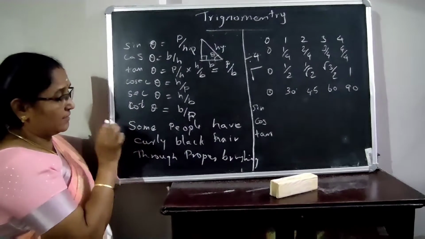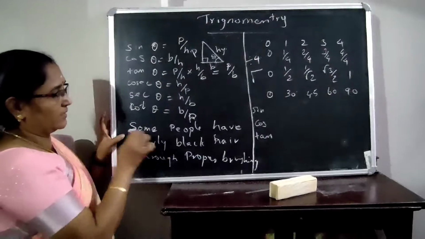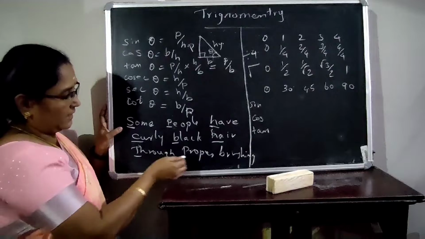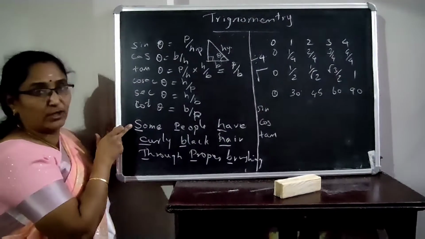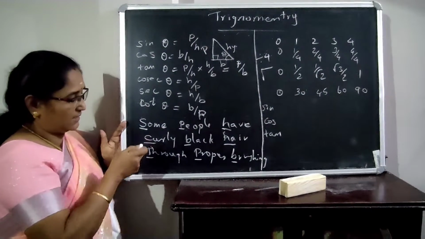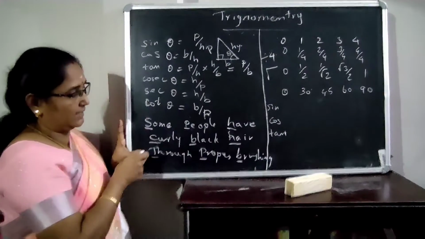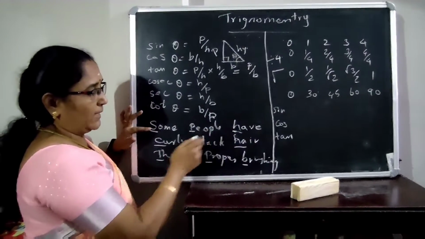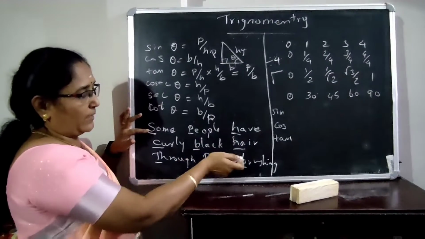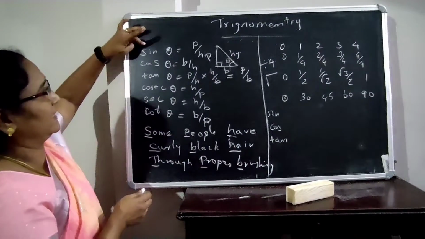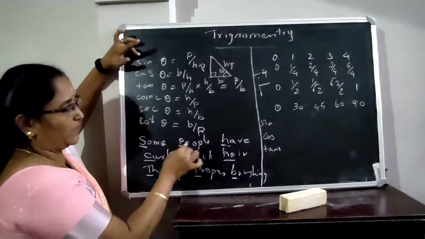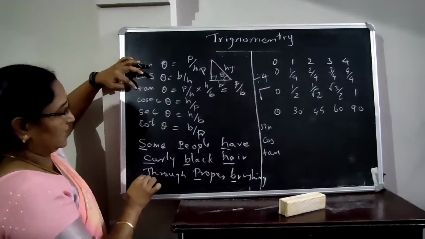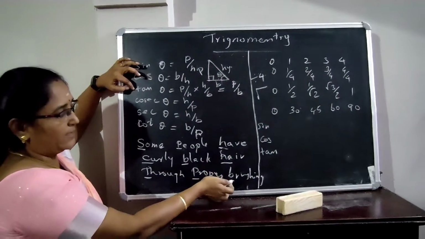First you underline the first letter of each word: S, P, H, C, B, H, T, P, B. This S denotes sin theta, C denotes cos theta, T denotes tan theta. P, H: perpendicular by hypotenuse. B, H: base by hypotenuse. P, B: perpendicular by base. So sin theta is perpendicular by hypotenuse, cos theta is base by hypotenuse, tan theta is perpendicular by base.